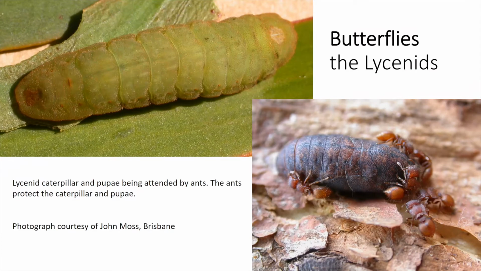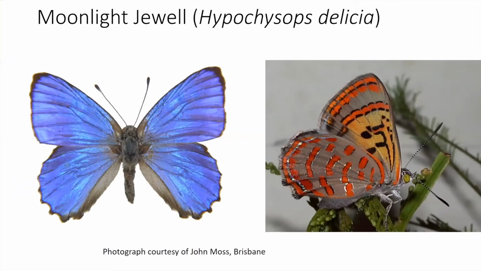Here's an example of a jewel butterfly. Colours are just spectacular. They're around, you've only got to start noticing them.